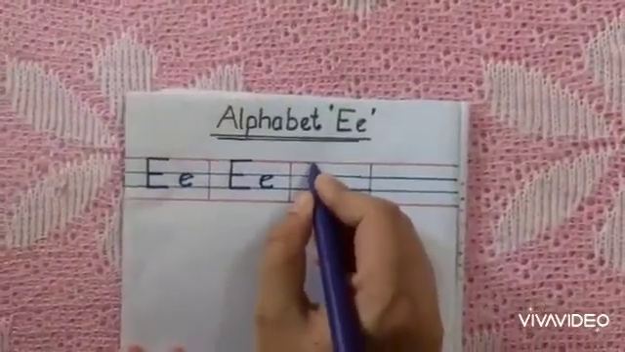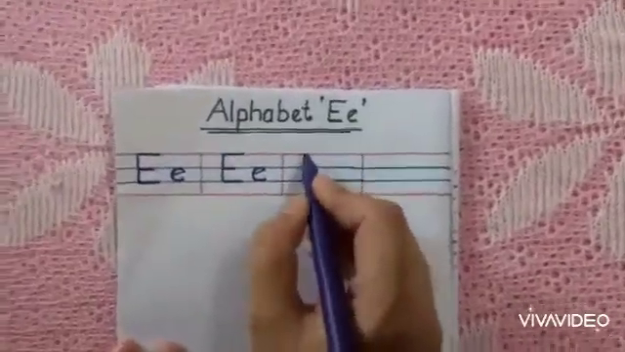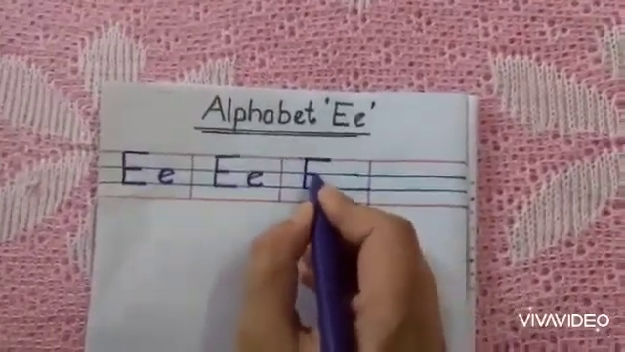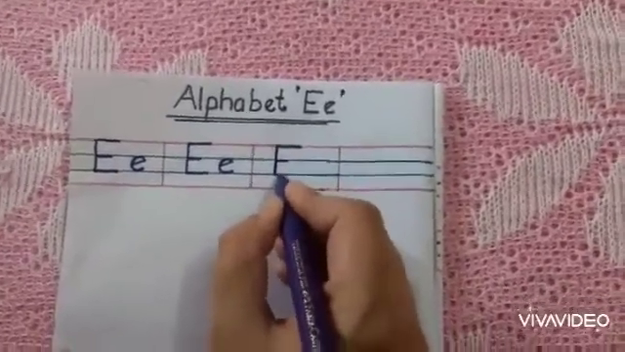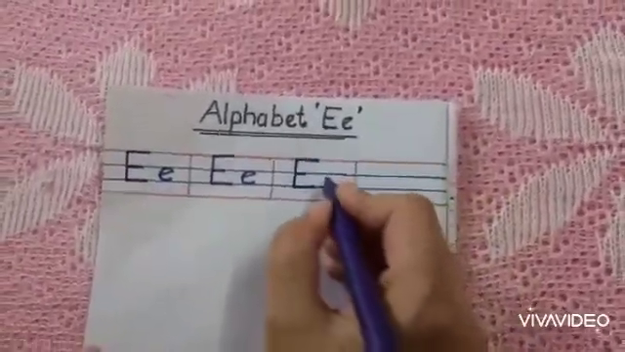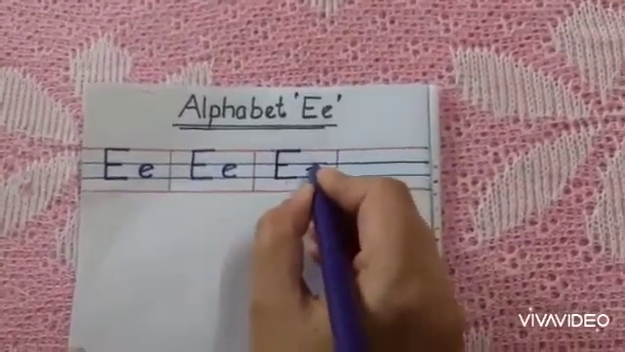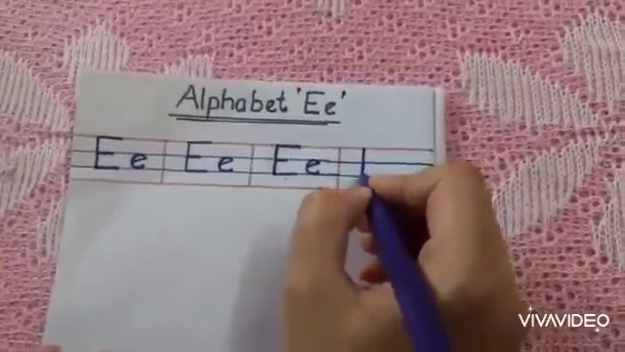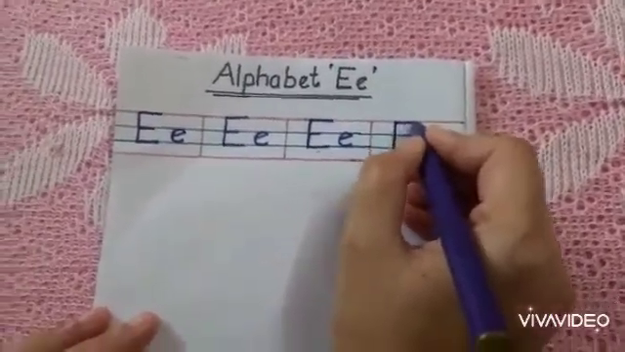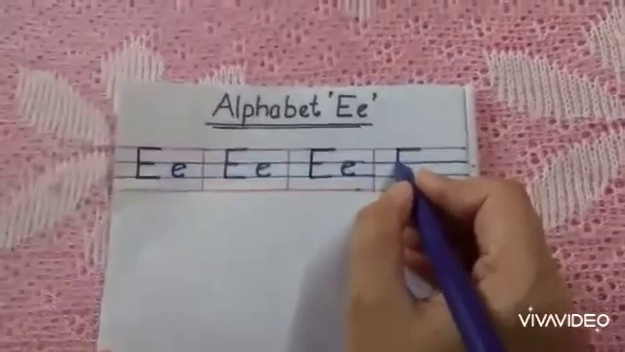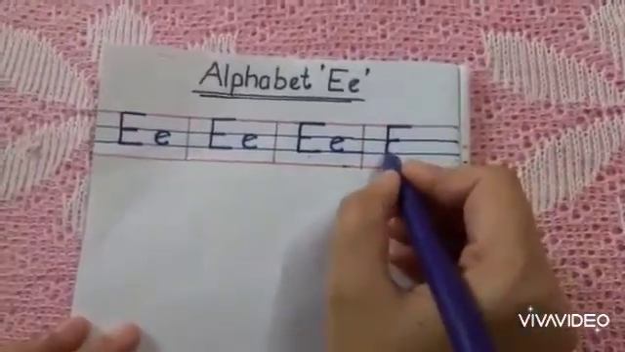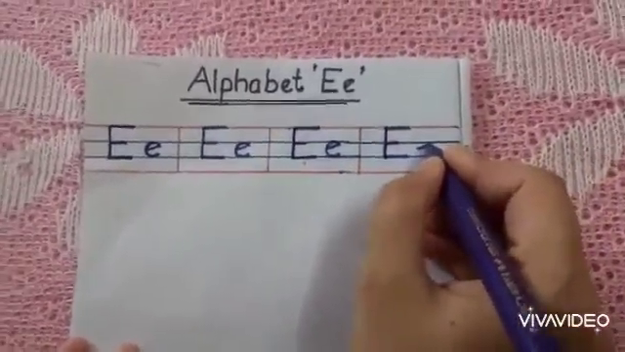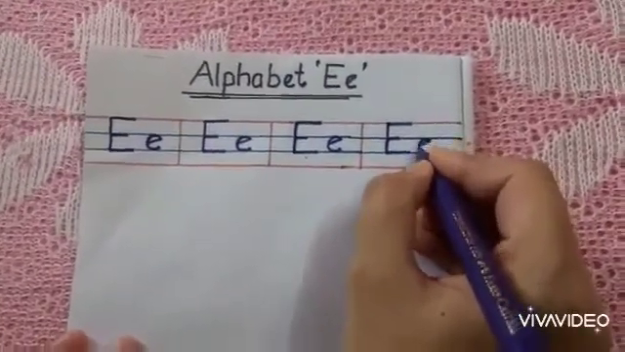From red line till second blue line, make a standing line. From red line, make a slipping line, from first blue line, make another slipping line, and from second blue line, one more slipping line. For small e, make a slanting line and the curve. Again, from red line till second blue line, make a standing line, then the slipping lines, and for small e, a slanting line and a C curve.